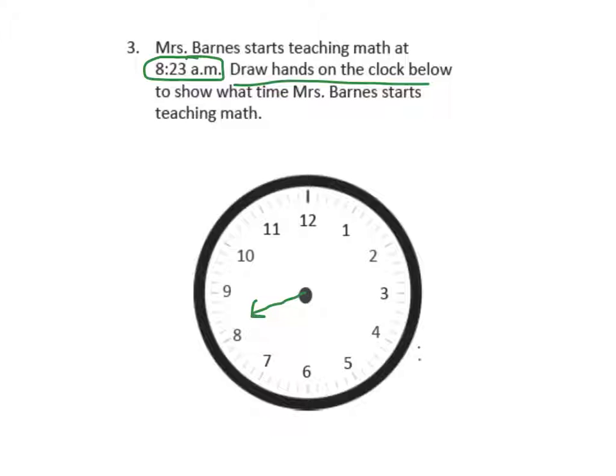So I know at the 4 that that's going to be 20 minutes. Now I'm going to count 3 tick marks, 1, 2, 3, and then draw my minute hand.